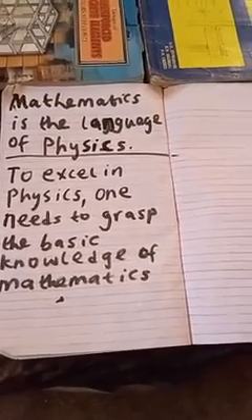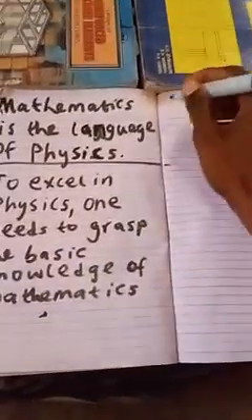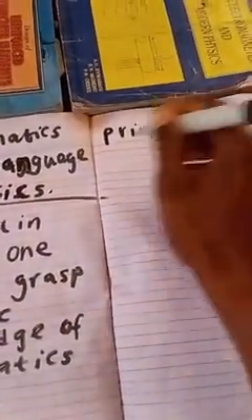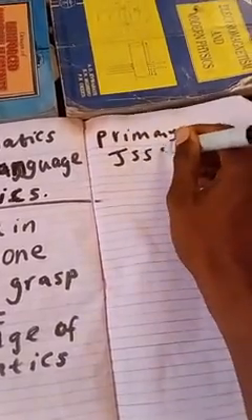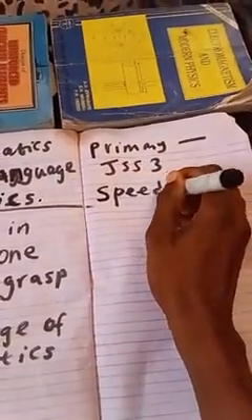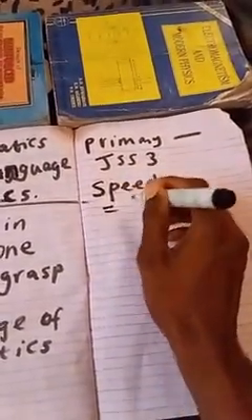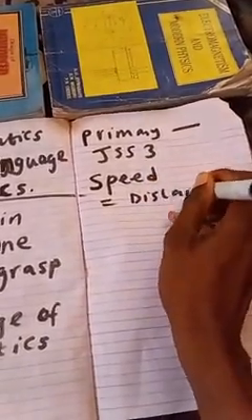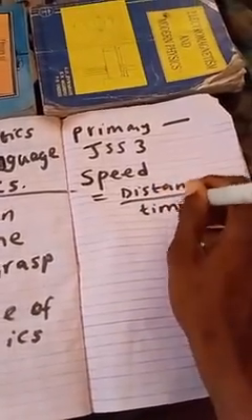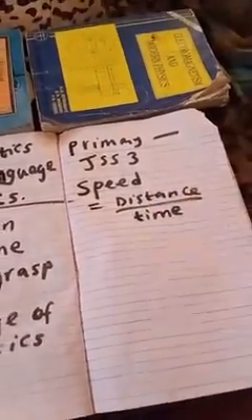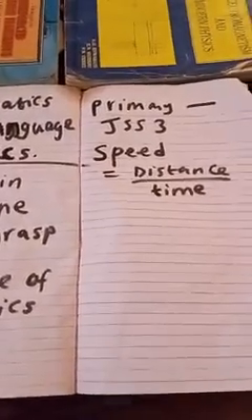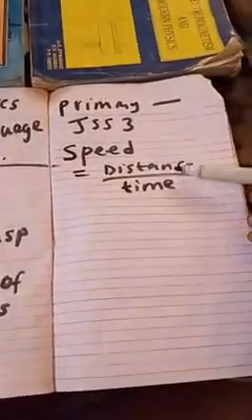I'll give you an instance. For instance, from primary school, all the way to JSS3, the concept of speed was introduced to us, where they say speed is equal to distance divided by what? Time. Now, there was a reason why this concept was introduced, so that somebody should know how to calculate speed of moving objects. Know that speed is related with the distance over time.